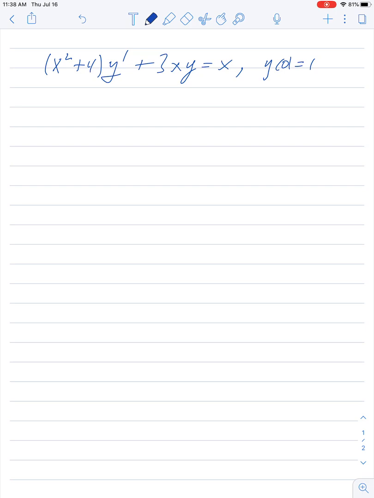This is a linear equation, but it's not in standard form. We have to divide by x squared plus 4 to bring it to standard form. Divide throughout by x squared plus 4. We get y prime plus 3x over x squared plus 4 times y equals x over x squared plus 4. And now this is a linear equation in standard form.